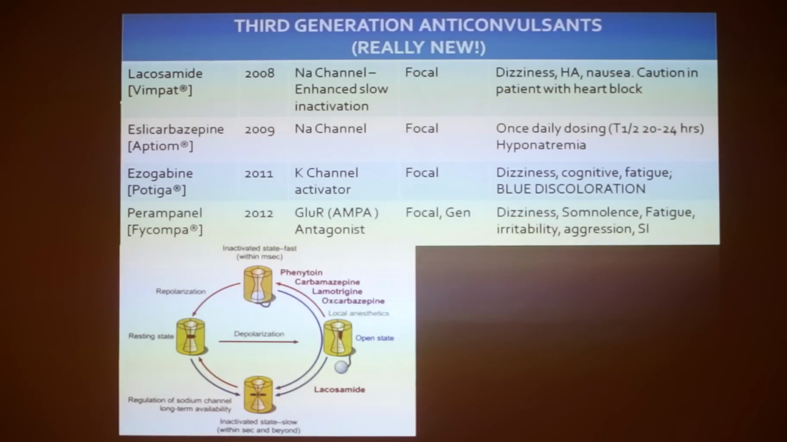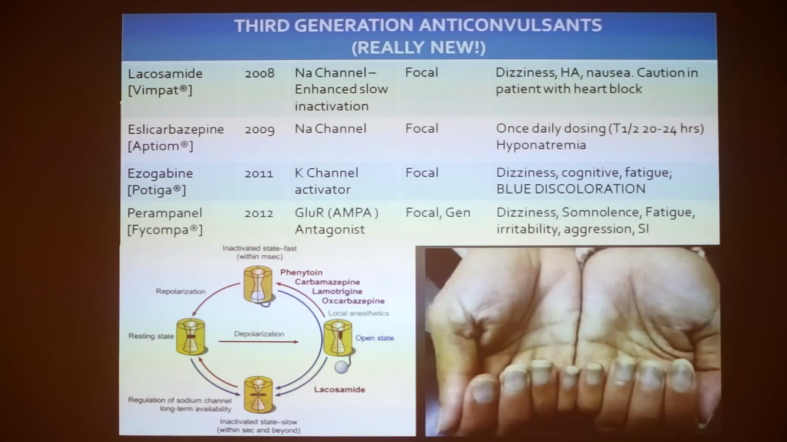Similarly, we have the potassium channel activator, Potiga. This is a completely new, first-in-class anticonvulsant that targets potassium channels, and it actually increases potassium permeability to stabilize membranes. There was initially quite a lot of interest in this medication when it first arrived. That enthusiasm has been discolored a little bit by the reporting of significant side effects of retinal and mucous membrane discoloration that can occur.